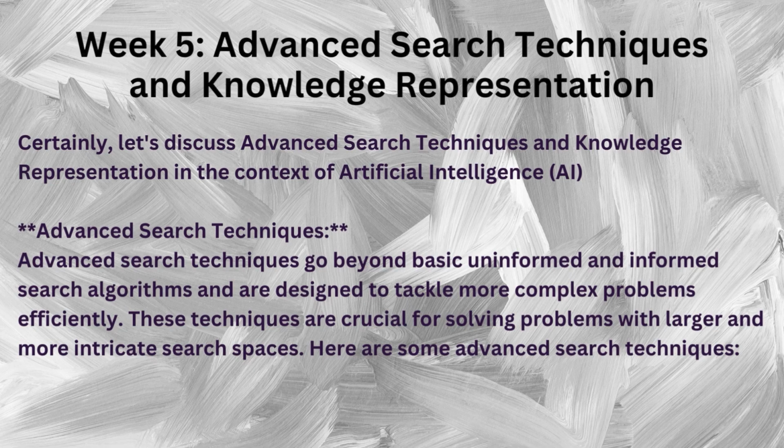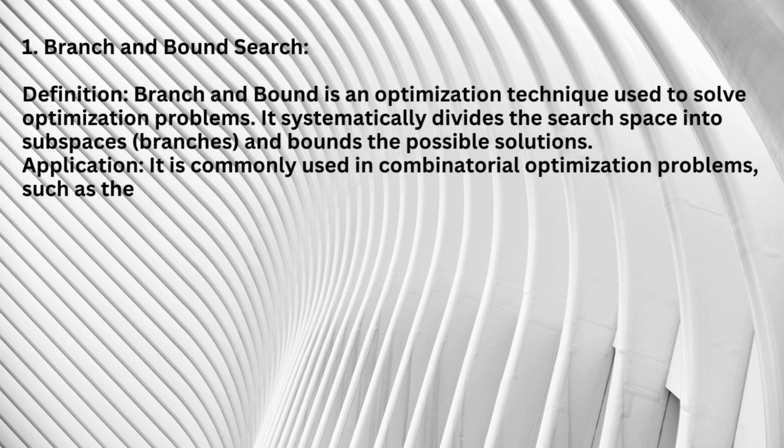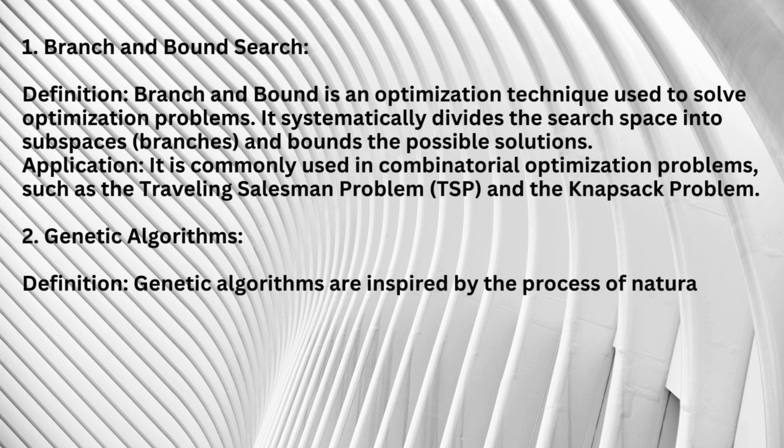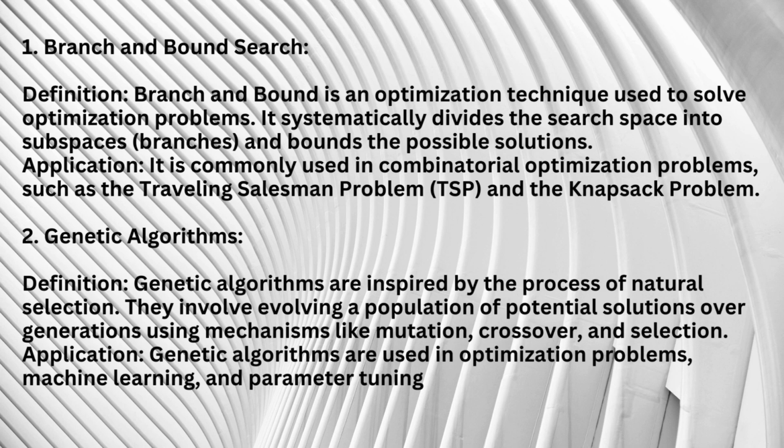Here are some advanced search techniques. Branch and bound. Branch and bound is an optimization technique used to solve optimization problems. Genetic algorithms are inspired by the process of natural selection. They involve evolving a population of potential solutions over generations using mechanisms like mutation, crossover and selection. Application: genetic algorithms are used in optimization problems, machine learning and parameter tuning.